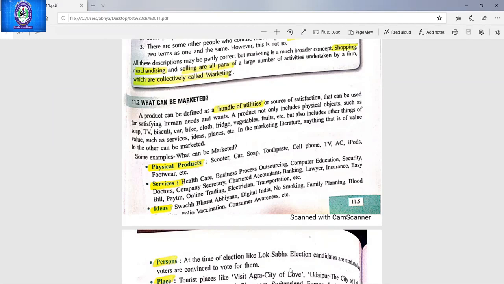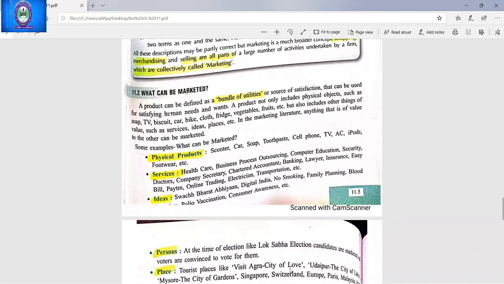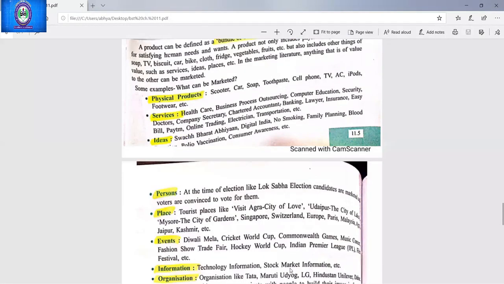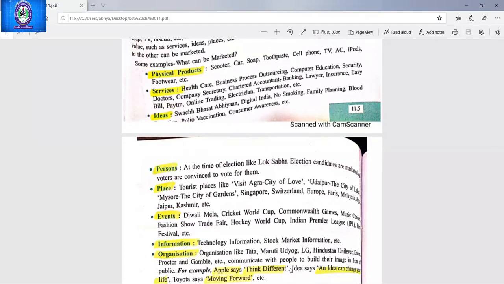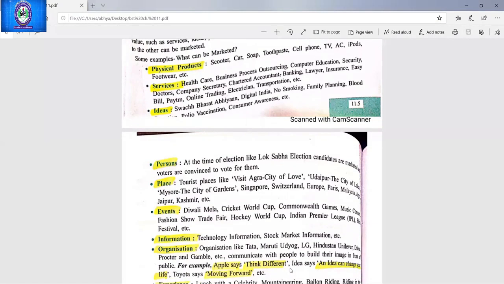And it may not only include physical objects such as biscuit, TV, car, bike, mobile, fridge, vegetables, fruits, etc. But it also includes other things of value. Products definitely can be marketed, but other than products, what else can be marketed? So this can be the 1 marker question. Physical products, all the products which have a tangible form, which can be seen or touched, are known as physical products. So definitely they can be marketed.